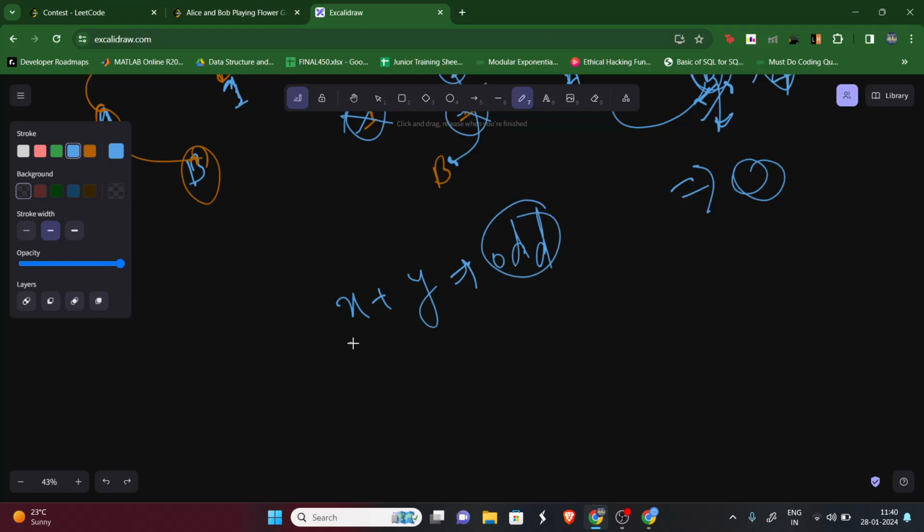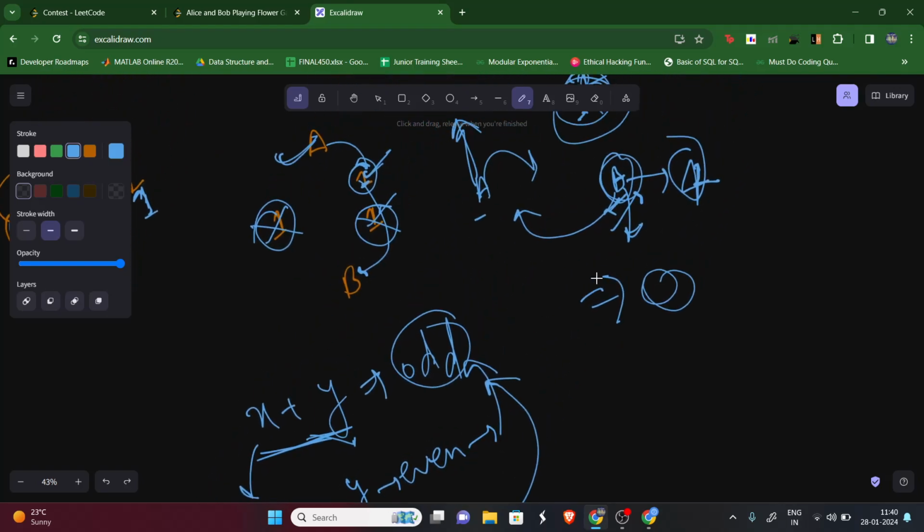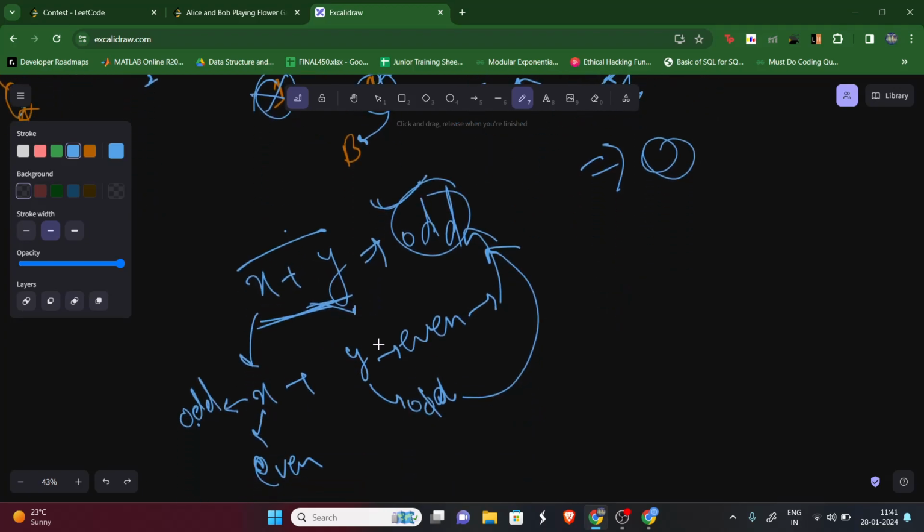Now we know that to become odd, either x should be odd and y should be even. That is, if x is odd and y is even, then overall it will become odd. But if x is even and y is odd, then also it will overall become odd. But if x is odd and y is odd, then it will become even, and if both are even, then also it will become even. So from our discussion, what we can realize is that the first conclusion was that the total number of flowers should be odd. Now for the total number of flowers to be odd, either x should be odd or y should be odd, not both of them. Okay, not neither of them.